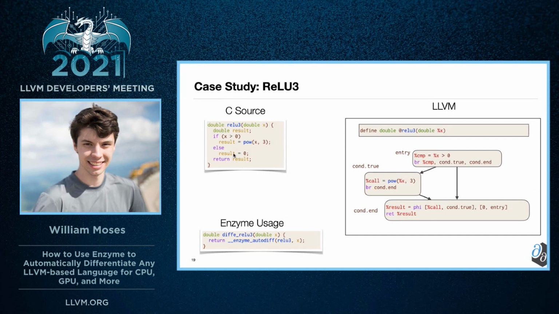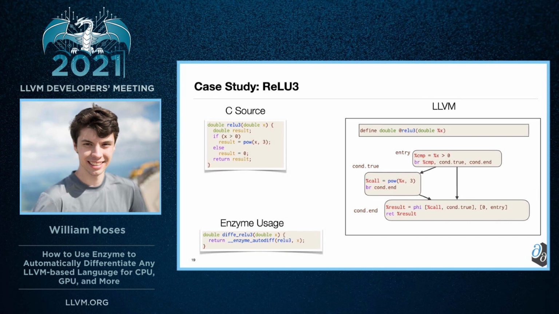So we have this same ReLU3 here on the left. The corresponding LLVM for this is shown on the right, where first we do the comparison. If so, compute tau. If not, we have a phi node, and depending on which branch we come from, we'll pick the corresponding value. If we wanted to call this from a high level, we would take this magic call to Enzyme autodiff, with as the first argument the corresponding function we want to differentiate, in this case ReLU, and then the argument we want to differentiate with respect to.